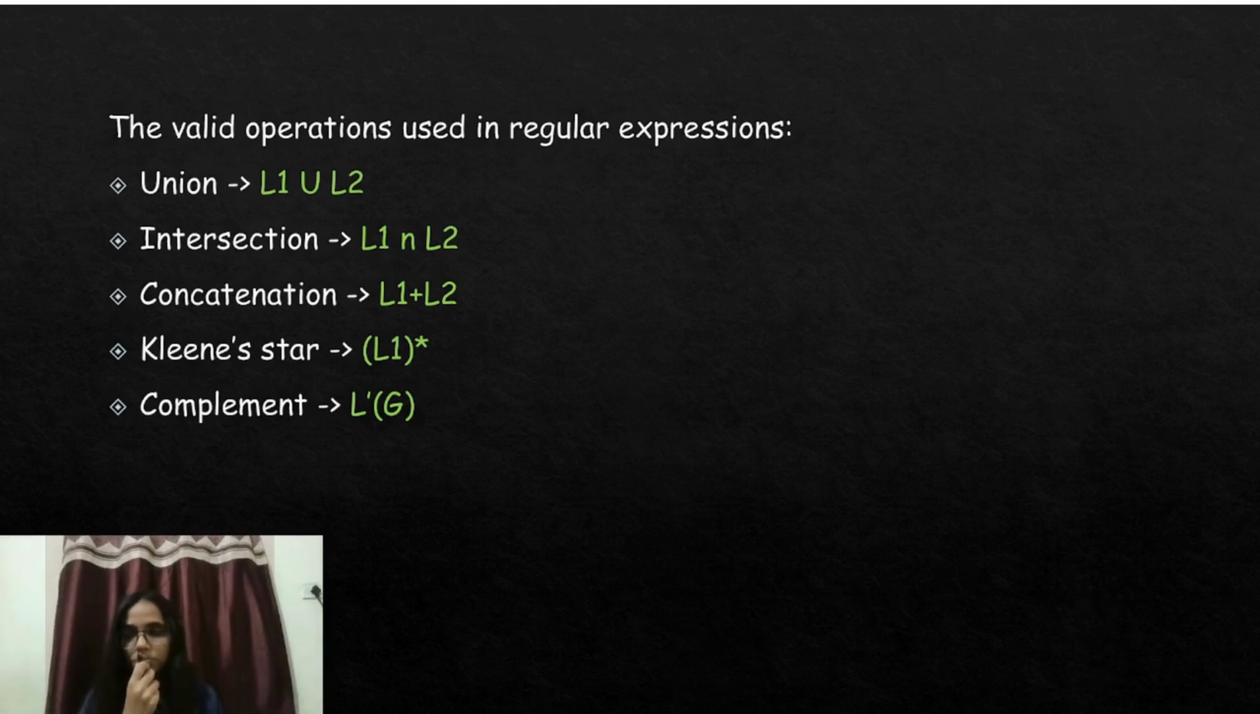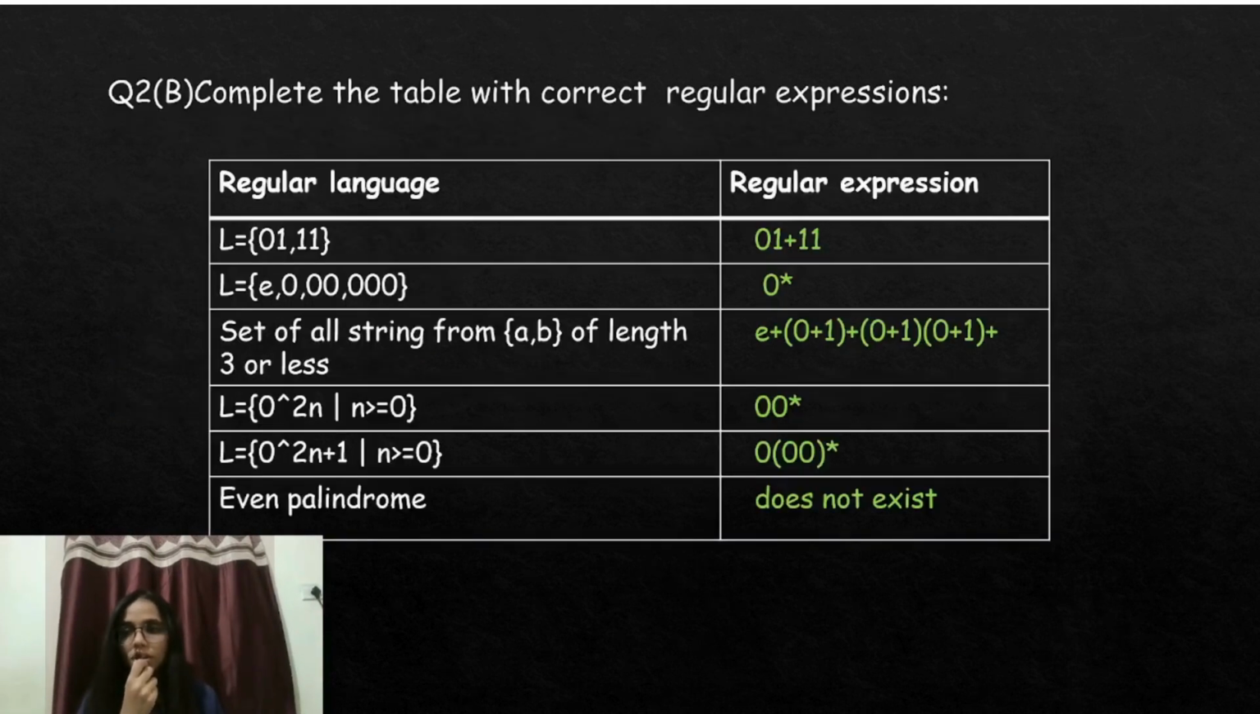Now let us proceed to the next part of question number 2. We have to complete the given table with the correct regular expression. So you can see there is a regular expression given for the corresponding regular languages in the table. If the language is {0, 1} or {1, 1}, we know that the regular expression should be 0, 1 plus 1, 1. If the language is {epsilon, 0, 00} or {0, 00}, then it should be 0 star because the value of star can be from 0 to infinity. Set of all strings from A to B, length 3 or less.